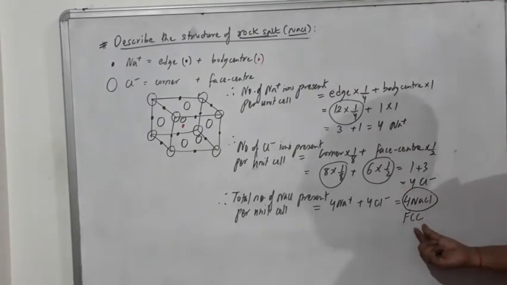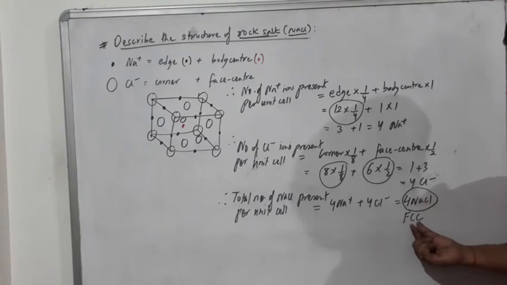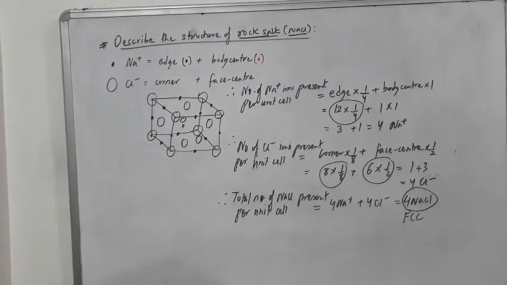But you cannot write FCC in the exam. You have to write face centered cubic unit cell. Face centered cubic unit cell is what you are going to write. Okay.